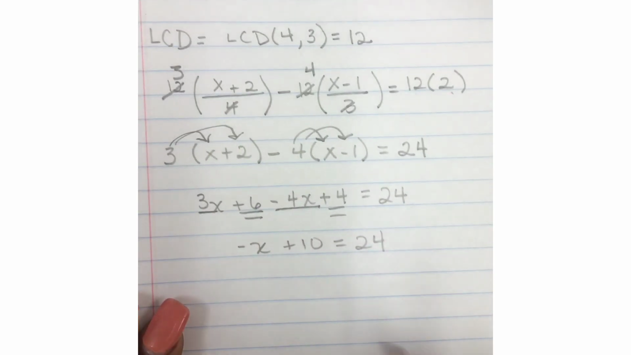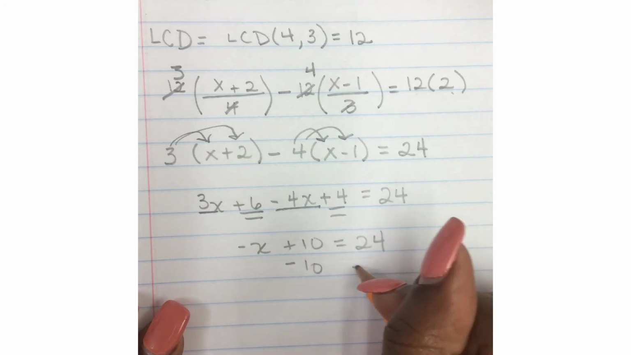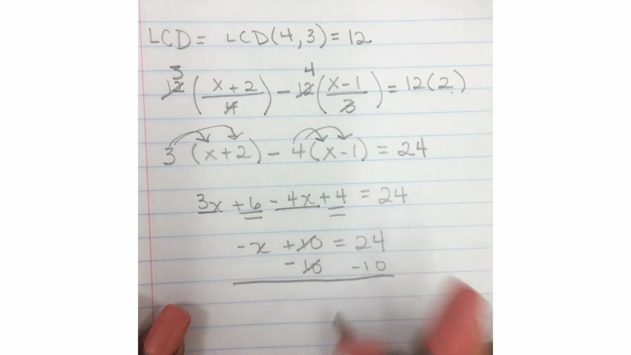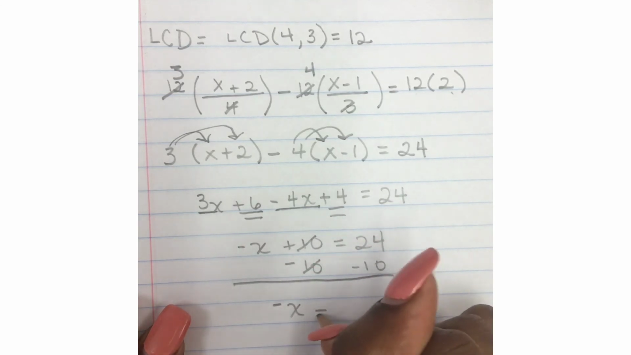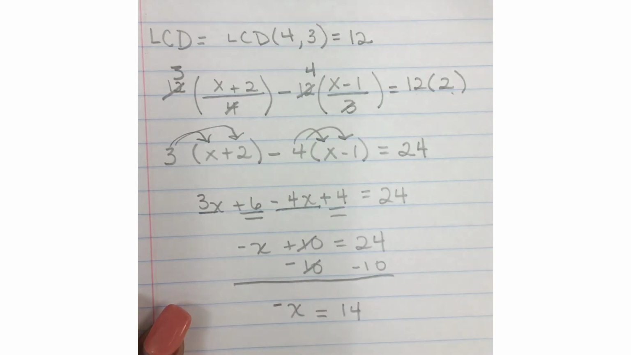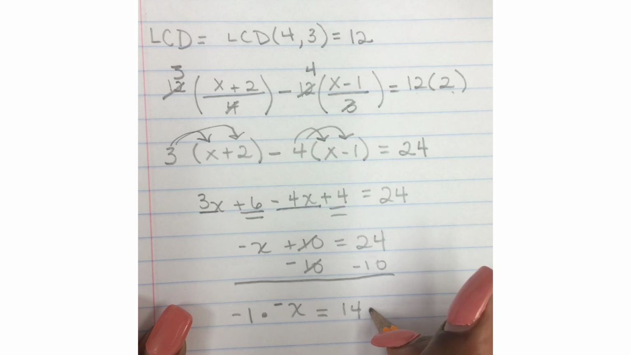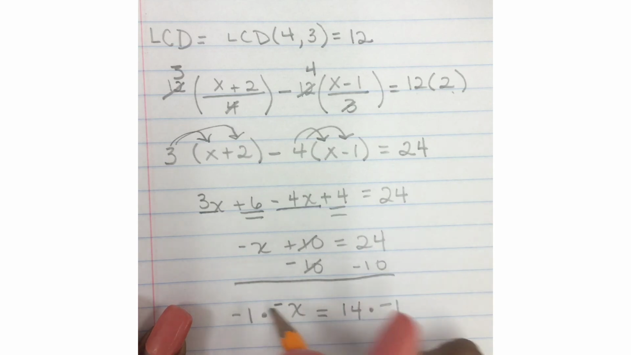Now let's solve our problem. Subtract 10 on both sides. And plus 10 minus 10 cancels out, leaving me with minus x equals 14. But x is not alone because it has a negative. And so we need to multiply by -1 on both sides to get rid of that negative in front of the x. And a -1 times a negative x is positive x equals 14 times -1, which is -14.